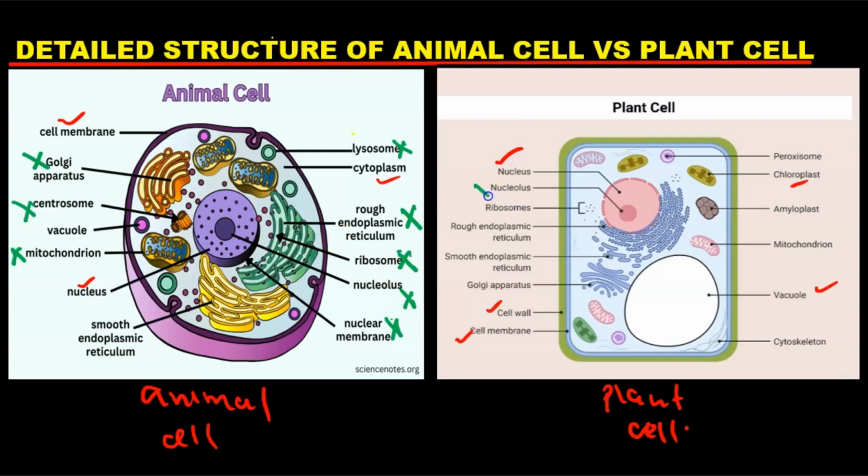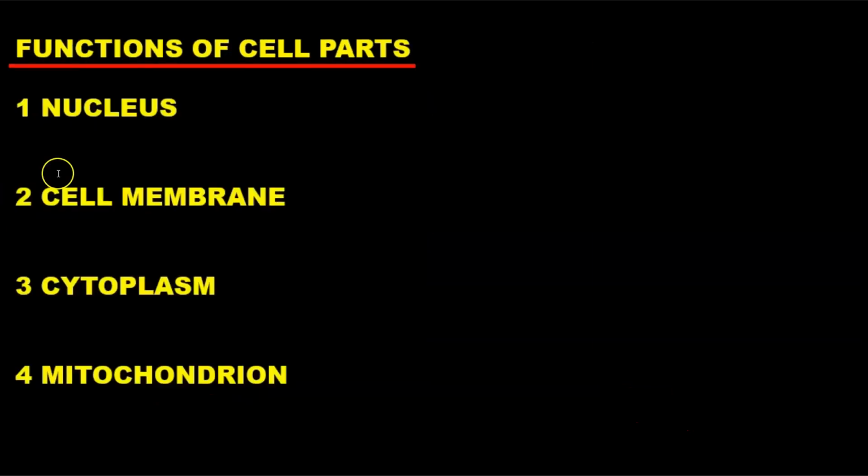Even here we have the nucleolus, the ribosomes, the rough endoplasmic reticulum, the smooth endoplasmic reticulum, the Golgi bodies, the mitochondria, and the cytoskeleton. So let us now look at the parts, the functions of the parts of the cell. Okay? So functions of cell parts.